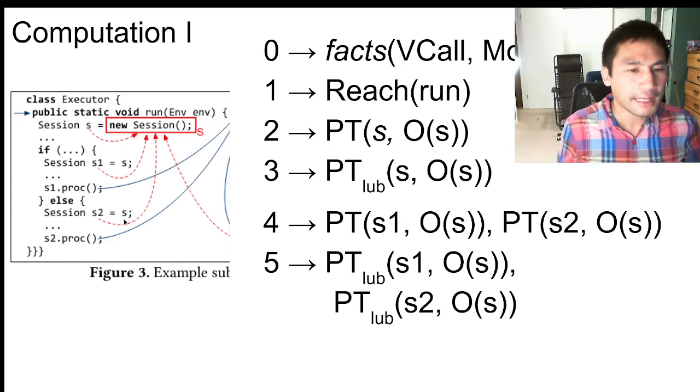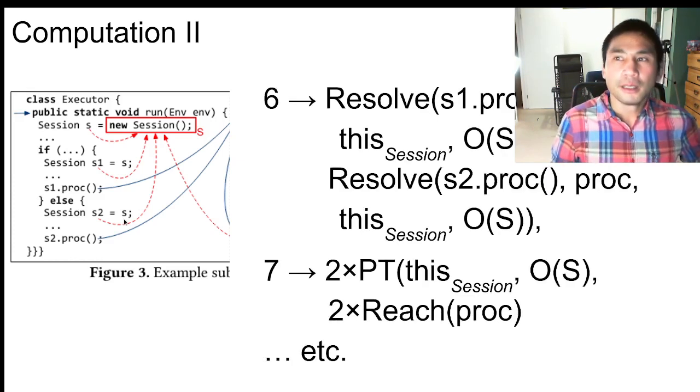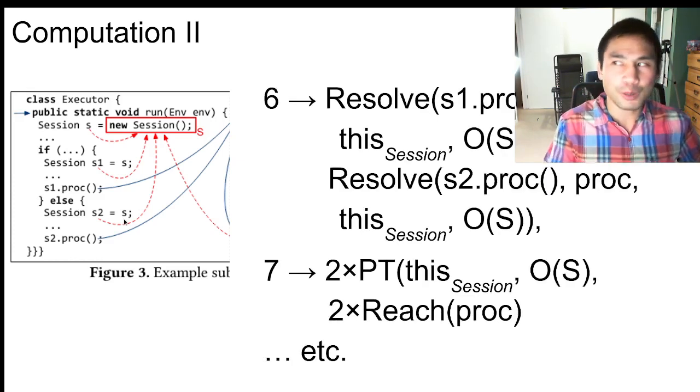Okay, and then we have these points-to relations, and we have a rule that says when we have a points-to relation, then we have a points-to-lub relation. So that's rule number 5: points-to-lub s1 O of s, and points-to-lub s2 O of s. Great. And now we can do some resolving.